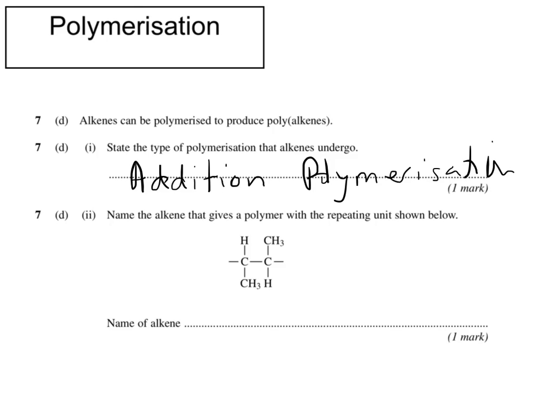The second bit says, name the alkene that gives a polymer with the repeating unit shown below. So there's the repeating unit of the polymer. The alkene that would make this would be the alkene where there are no single bonds on either side and the double bond is reinstated. So this would be the alkene here. So you've got H, CH3, CH3, H.